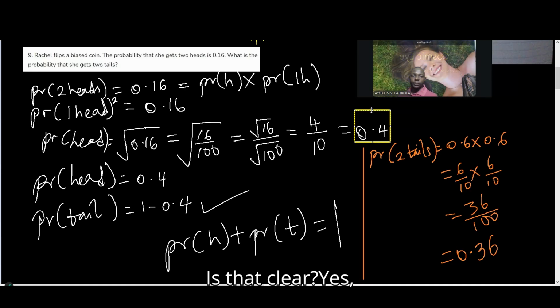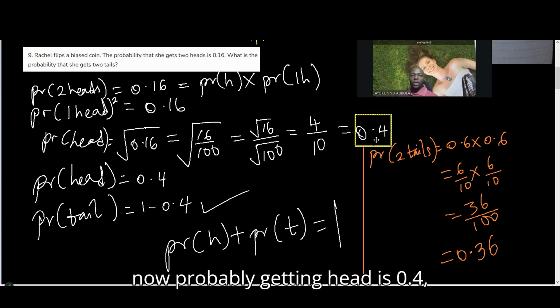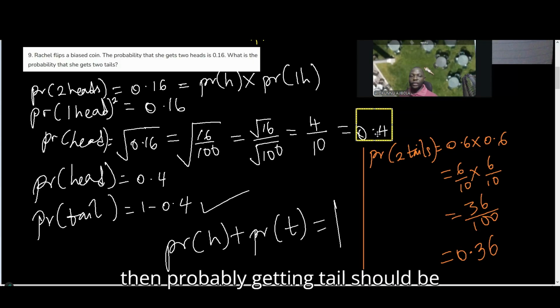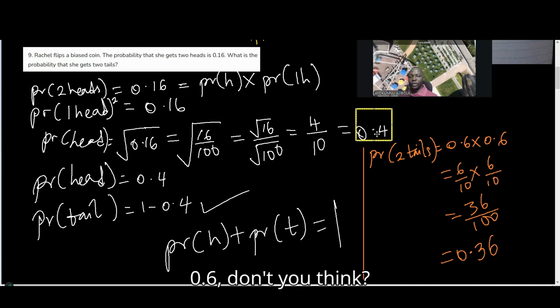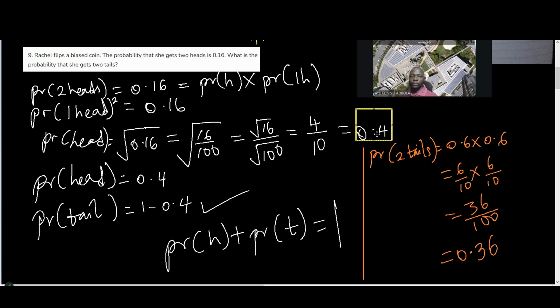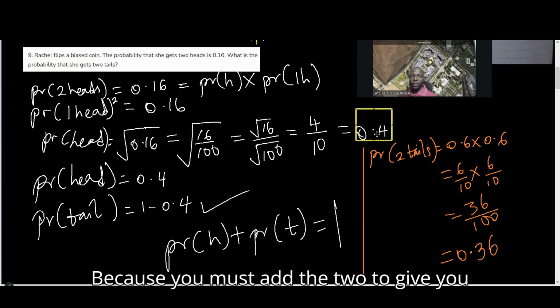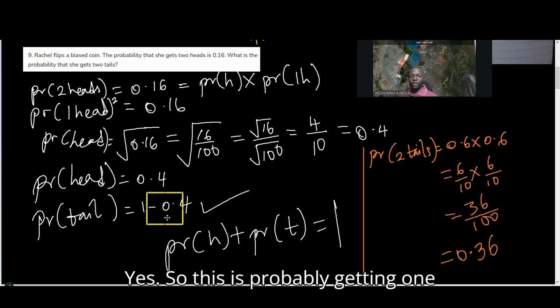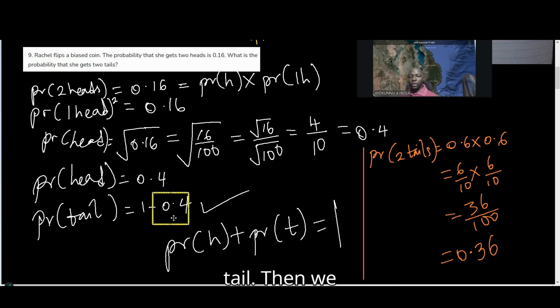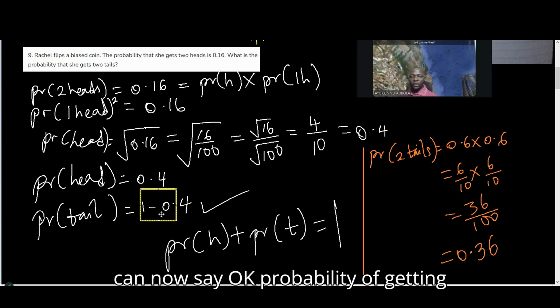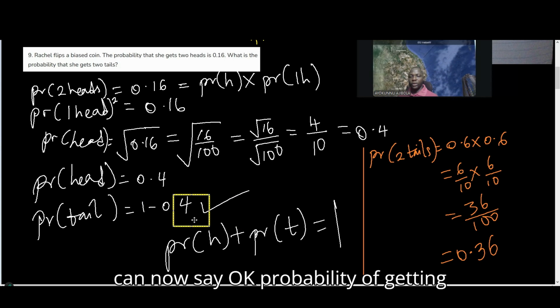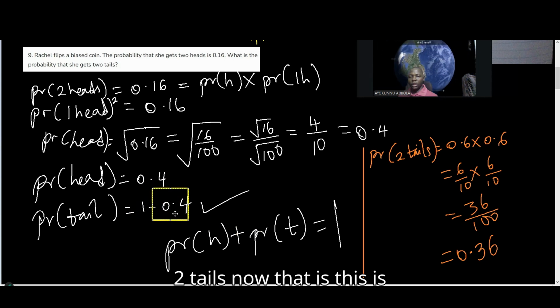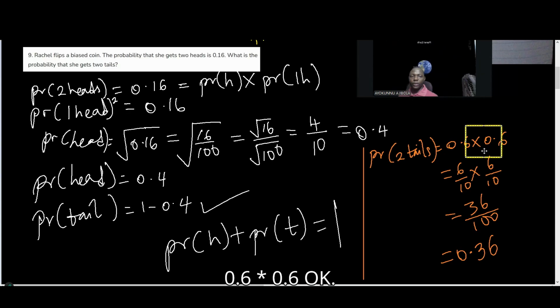Yes. Now, the probability of getting a head is 0.4. Then the probability of getting a tail should be 0.6, don't you think? Because you must add the two to give you 1, right? Yes. So this is the probability of getting one tail. Then we can say the probability of getting two tails is 0.6 times 0.6, okay?